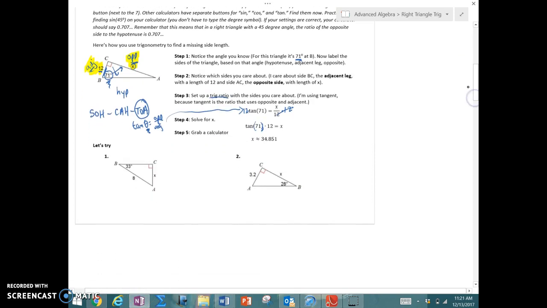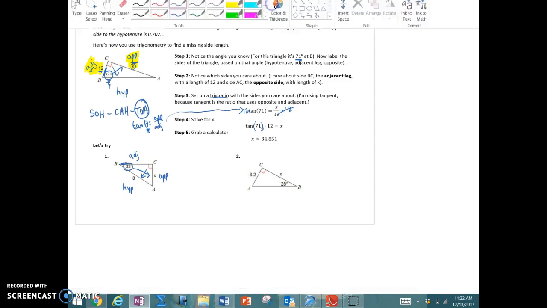Okay, so again, in this case, number 1, I've got angle 33, so I'm going to label my triangle from that. 8 is across from the right angle, so that's the hypotenuse. Across from the 33 is opposite. The side touching the 33 that is not the hypotenuse is adjacent. So I label it opposite, adjacent, and hypotenuse.